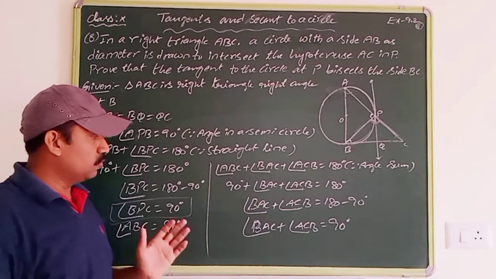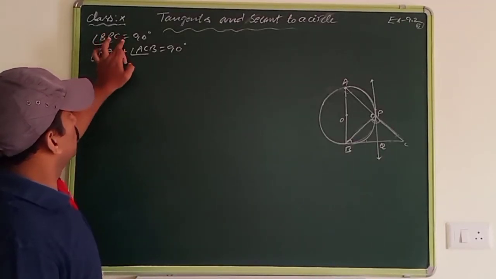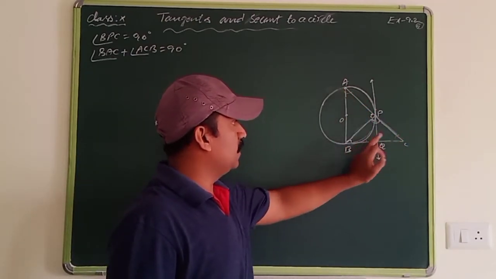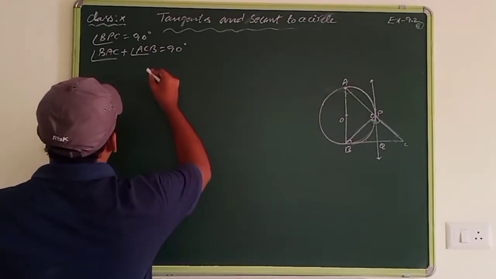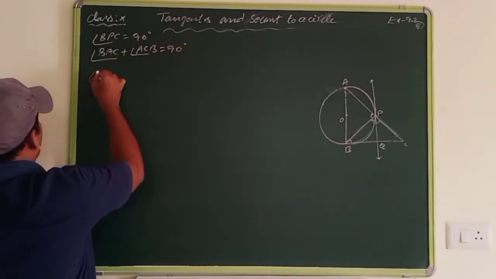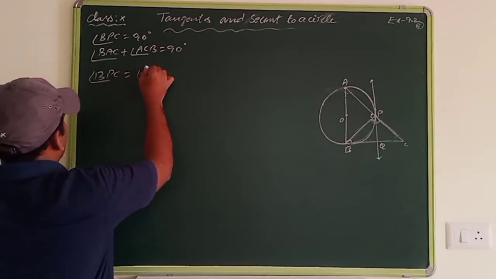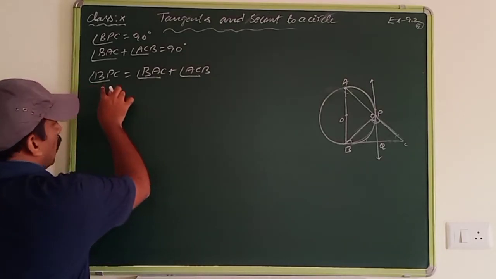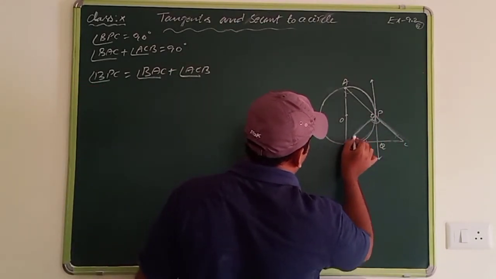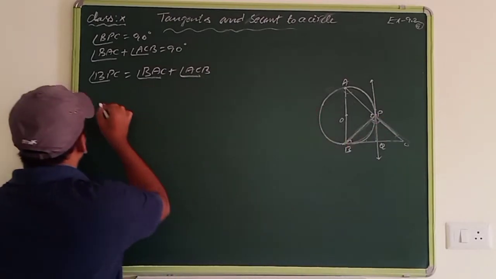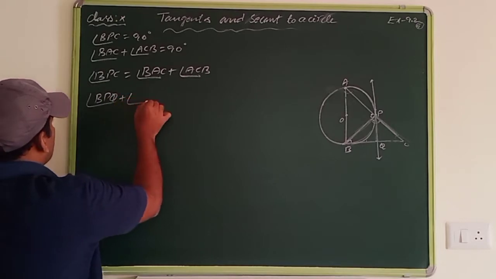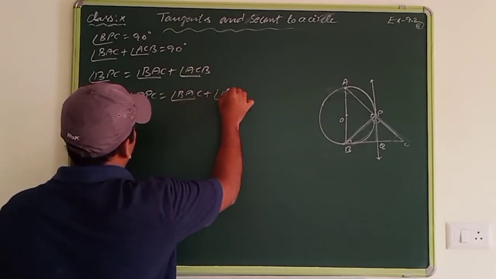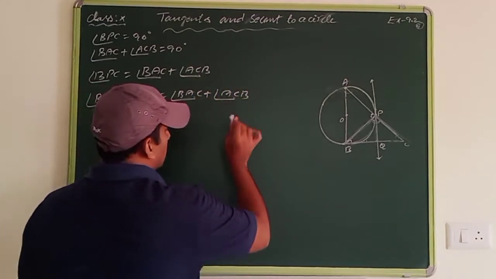Now we'll continue, so how to solve this problem. Finally we got these two conditions. BPC is equal to 90 degrees and the sum of these two angles, BAC plus angle ACB, is equal to 90 degrees. So from these two conditions we can write angle BPC equals angle BAC plus angle ACB. Okay. So how can this BPC be written? This is BPQ plus QPC. Angle BPQ plus angle QPC we can write from here. So that means angle BAC plus angle ACB. Okay. So this is one of the conditions.